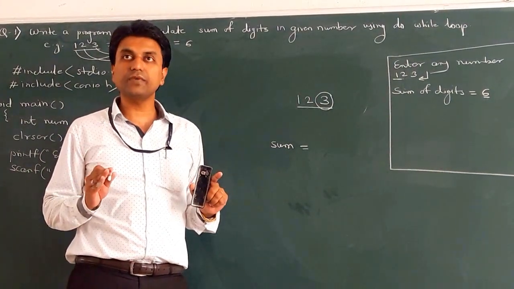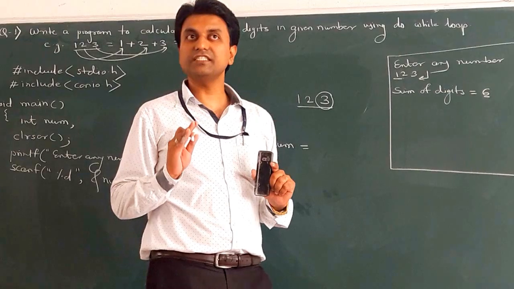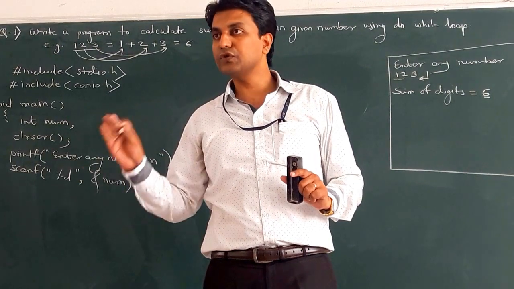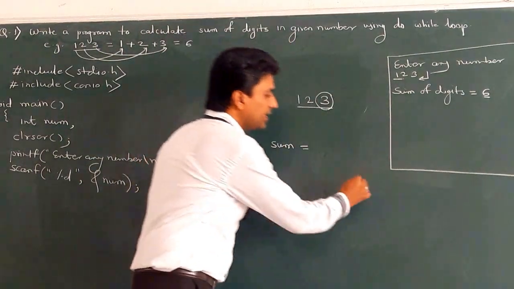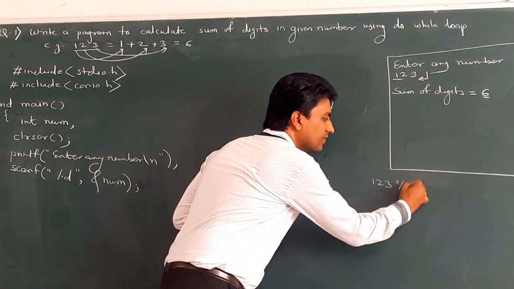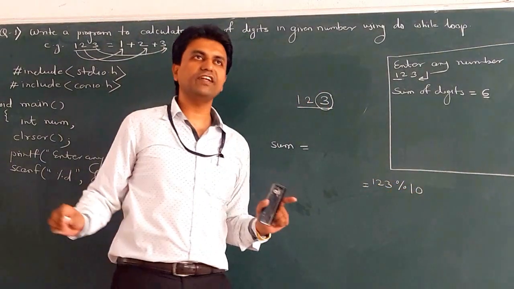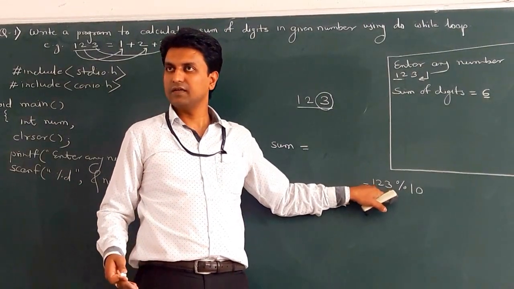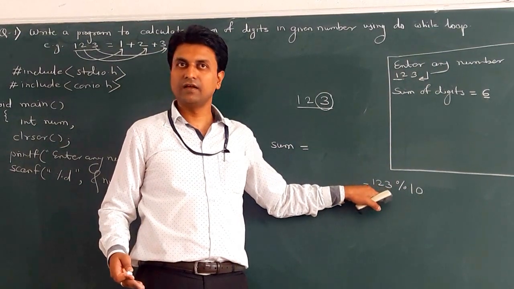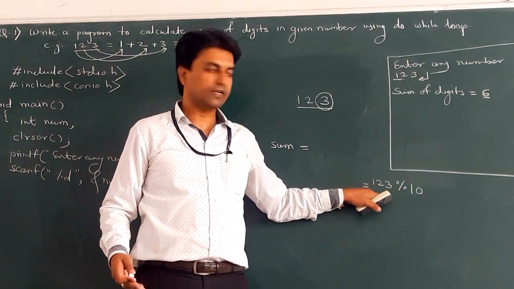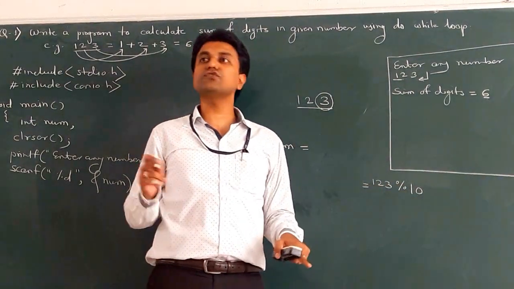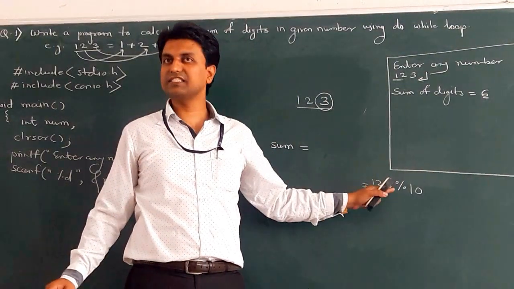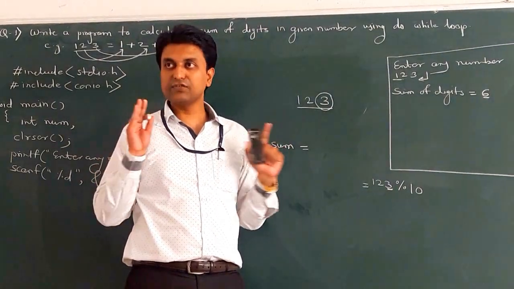So how do we separate that digit from the number? Use the mod operator. What is the use of the mod operator? The mod operator gives you the remainder. Suppose 123 mod of 10, what does it give you? It gives you the remainder. What is the remainder? Obviously, the quotient is 12 and the remainder is 3. Clear? Whenever you take mod of 10, it gives the last digit of your number. That is your logical part.